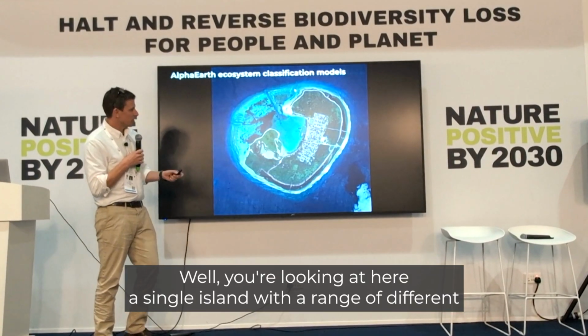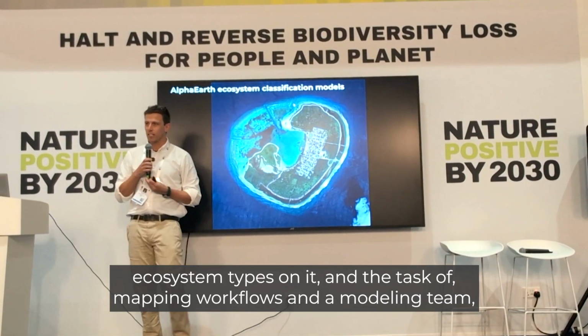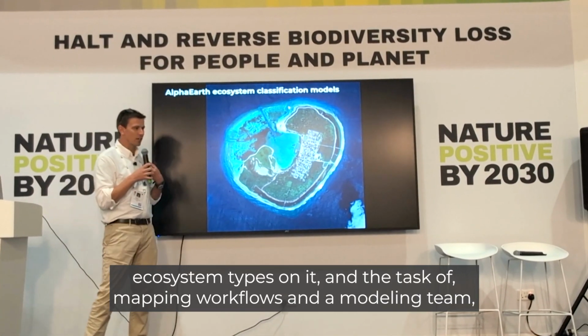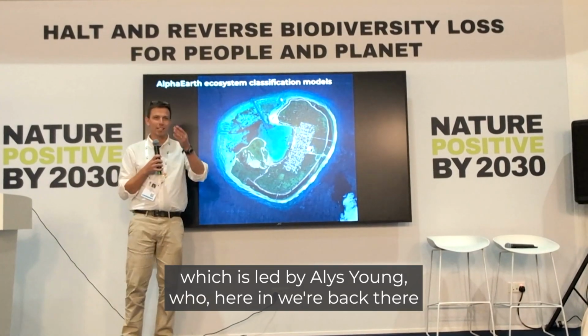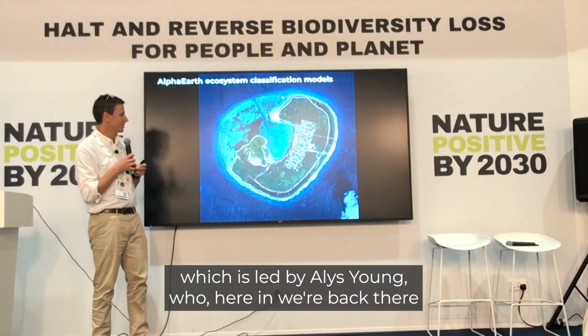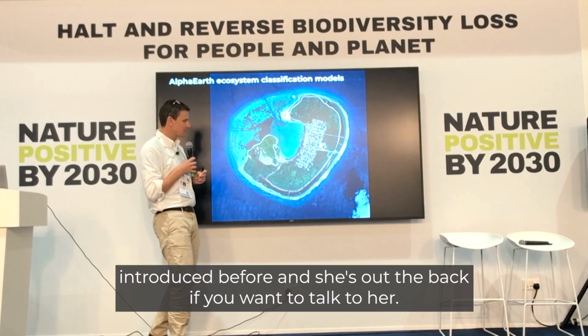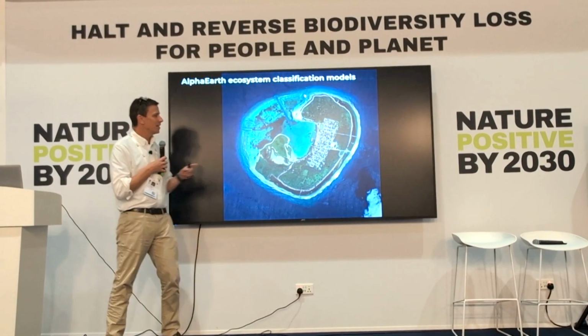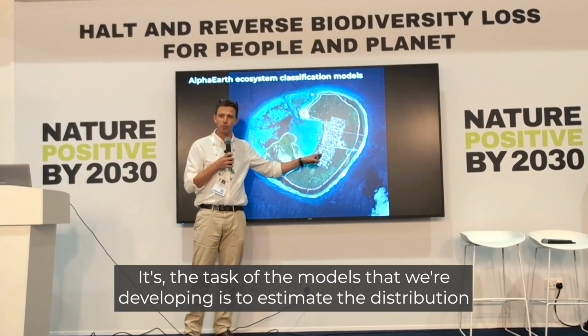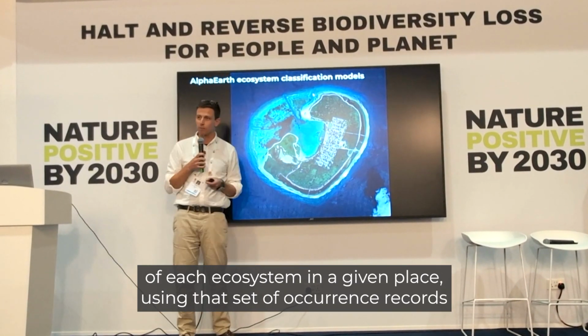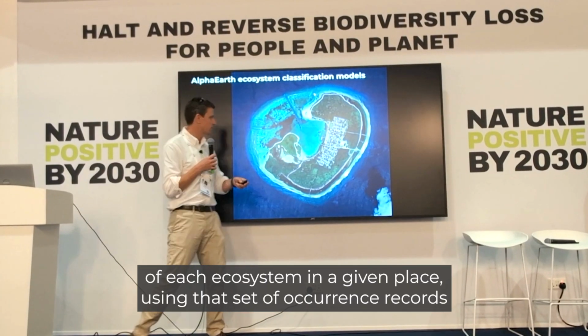What you're looking at here is a single island with a range of different ecosystem types on it. And the task of our mapping workflows and our modelling team, which is led by Alice Young, who Rebecca introduced before, and she's out the back if you want to talk to her. The task of the models that we're developing is to estimate the distribution of each ecosystem in a given place using that set of occurrence records.